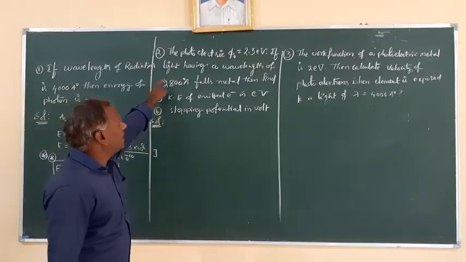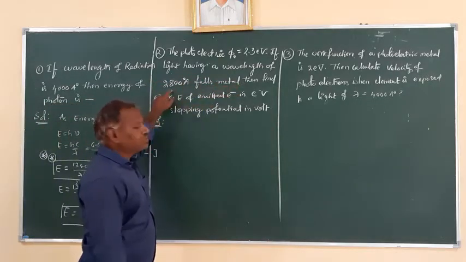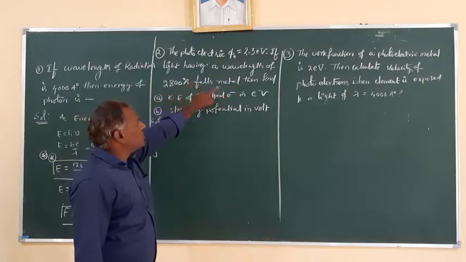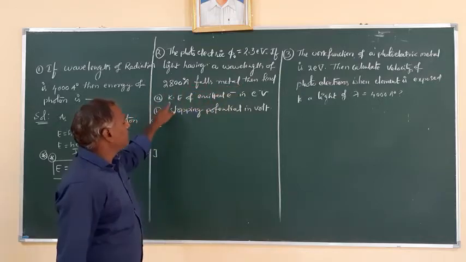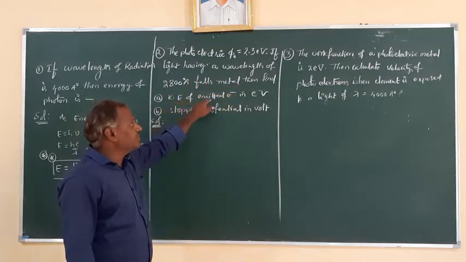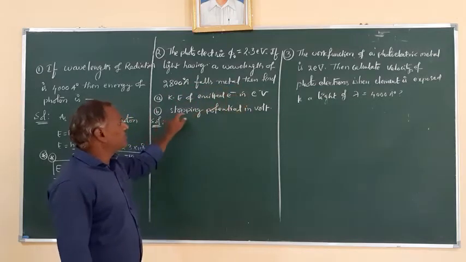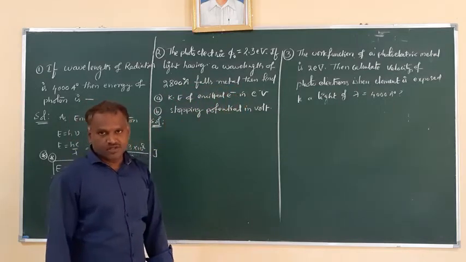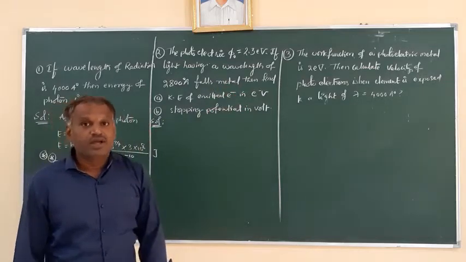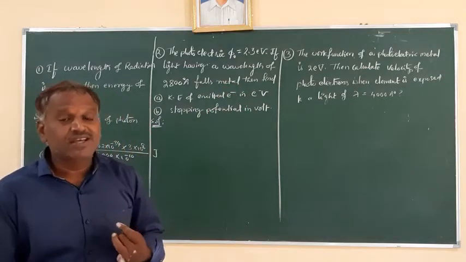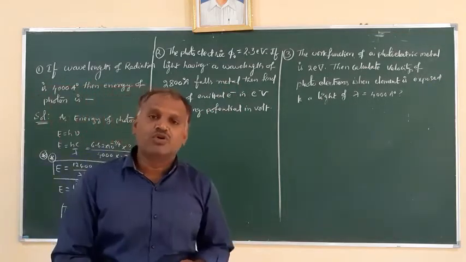If light having a wavelength of 2800 angstroms falls on a metal, find the kinetic energy of the emitted electrons in electron volts, and the stopping potential in volts. That means you have to calculate the kinetic energy of emitted electrons as well as the stopping potential for that metal.